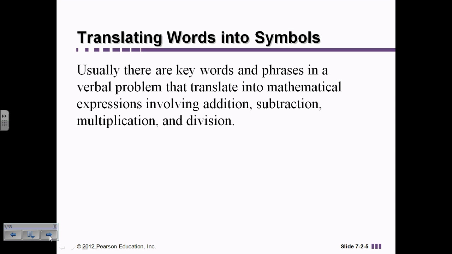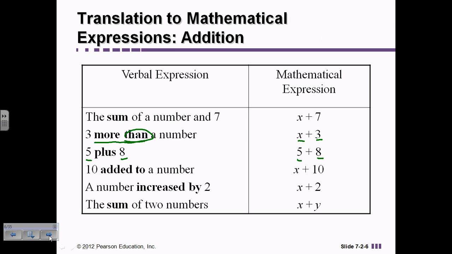So first thing we need to look at is how to translate those words into symbols and some of the key words that you'll need to look for. So when you're looking at the word problems, you've got to read carefully to look for some key words such as sum, more than, plus, added to, increased by. These are all words that mean to add two things together. So when you're looking at these problems, you'll notice that basically the words are written down as we're reading them. So the 5 is written down, then the 8 is written down, the word plus is between the two of them.